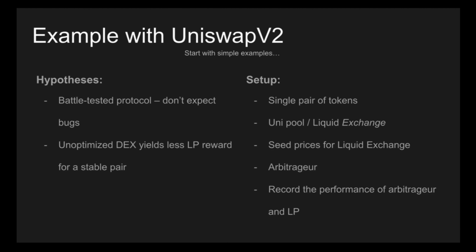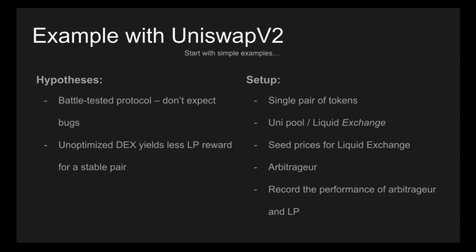So we can set up with a single pair of tokens. We call them something like Arbiter token X and Arbiter token Y. And then we have a single Uniswap pool that we deploy and we initialize and allocate to. And then we also have this dummy contract that we call the liquid exchange. This is a contract that has no price impact when you swap against it.